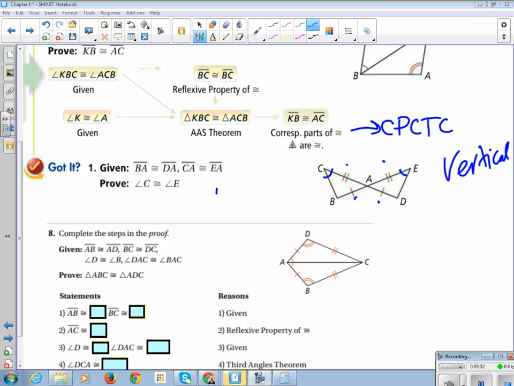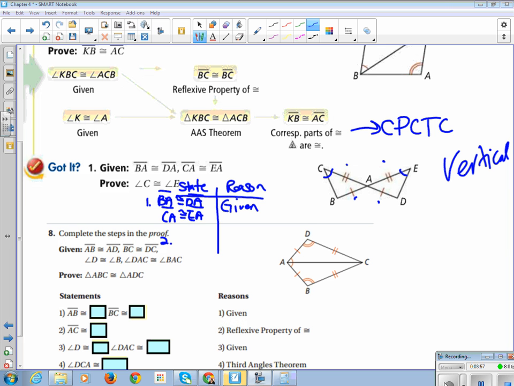So should we write this 2 column? Let's write this 2 column. This is our statement. This is our reason. Our statement is BA congruent to DA. And I'm going to cheat, I'm going to put this on the line too. CA is congruent to EA because these are given.